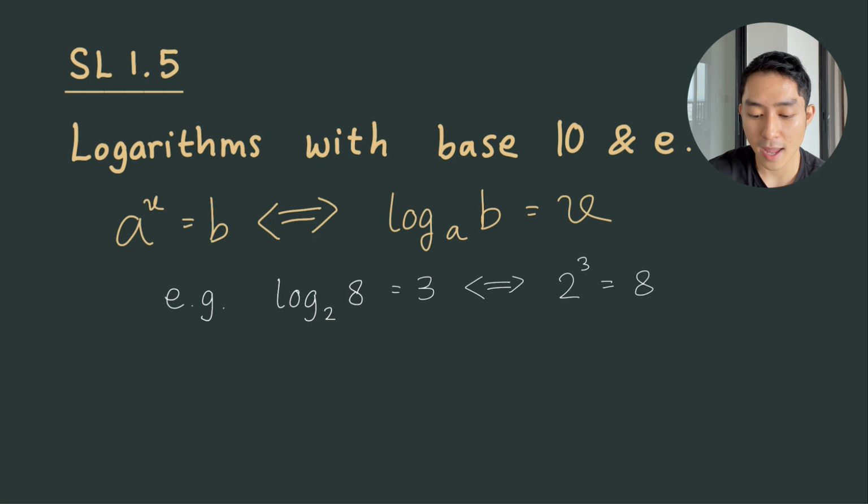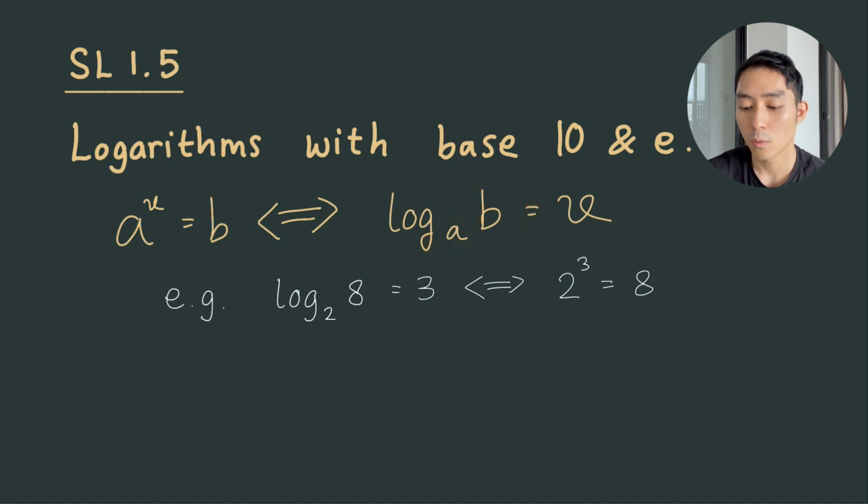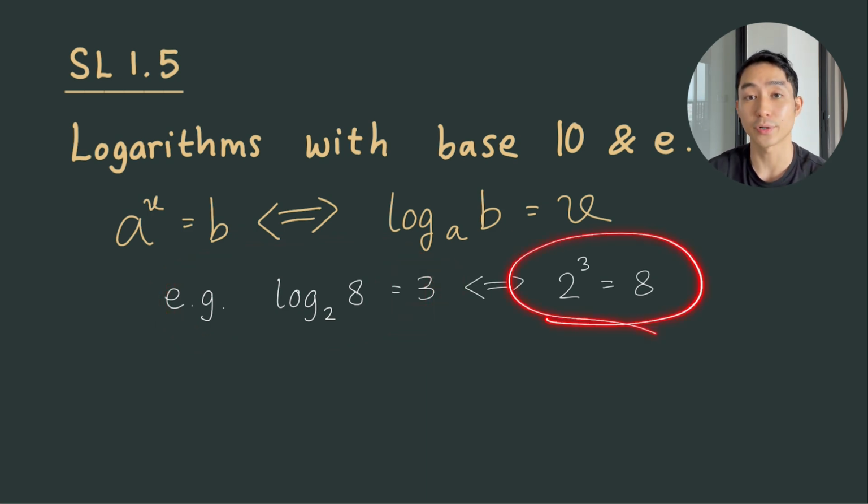So if you have a power x equals to b, then it means that the logarithm of a base and an argument will result in the power of x. So in this case, logarithm base 2 into 8 will result in 3 because 2 power 3 is 8.